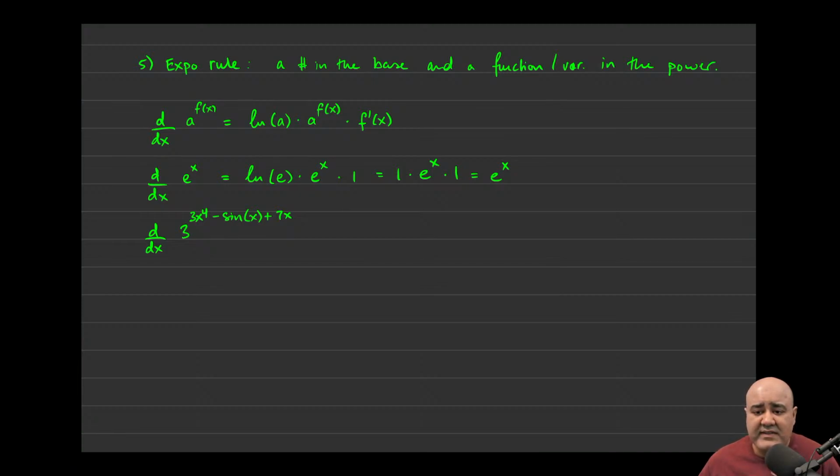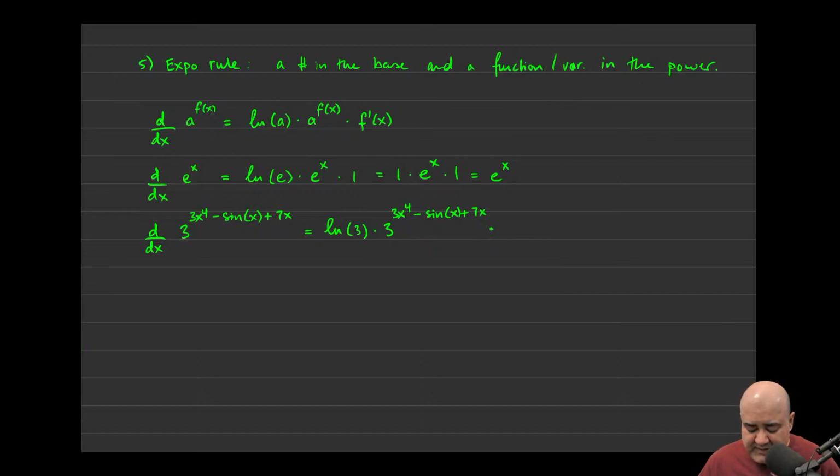In this case, you'd have to do some pretty severe contortions in order to get to the answer if you were doing it using some other methodology. But if you memorize this basic general exponential rule, this is actually a very simple problem. We always start with the ln of the base. The base in this case is 3, so the derivative will start with ln of 3 times, now we just copy down the exponential function itself. So 3 raised to the 3x to the 4th minus sine x plus 7x. We're not touching anything, we're just copying the original question as it is.